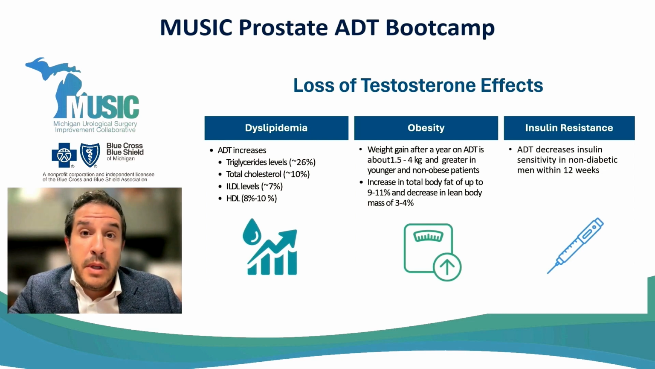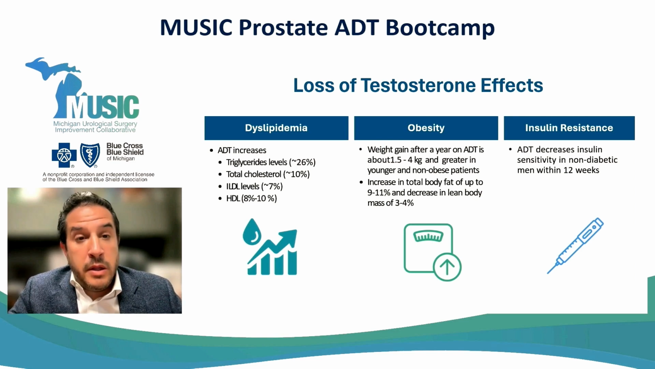We see the development of dyslipidemia. We see increases of about 26% in triglycerides. We see an increase of about 10% in total cholesterol. We see LDL rises, and we see HDL levels decrease. We also see worsening of obesity. We see weight gain after 1 year on ADT, which can average 1.5 to 4 kilograms. We see an increase in total body fat as well. And lastly, we see insulin resistance. ADT decreases insulin sensitivity in diabetic men within 12 months.